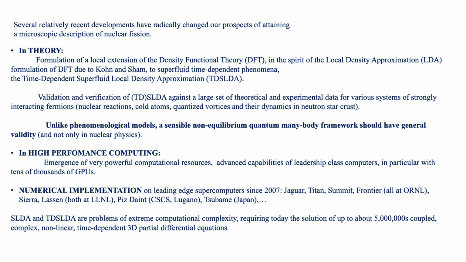You'll see it later. Unlike all phenomenological models, a quantum many-body framework should be general for any system, not for nuclear systems only. So if you apply a quantum method, it should work for anything else. And this is the reason for the gap from 2007 to 2015 it took us in order to do fission.